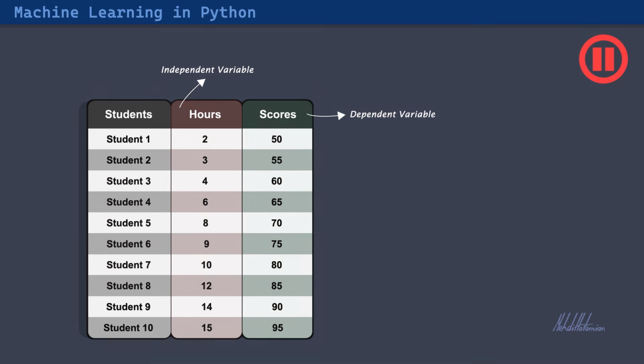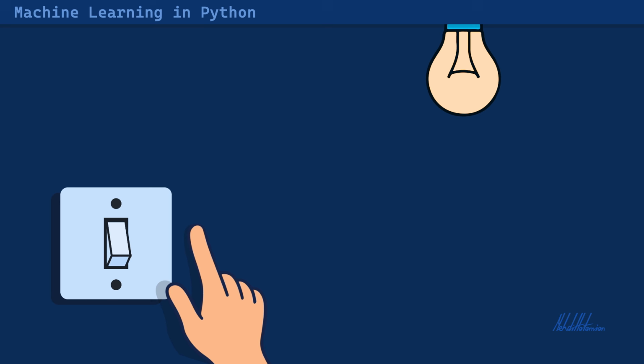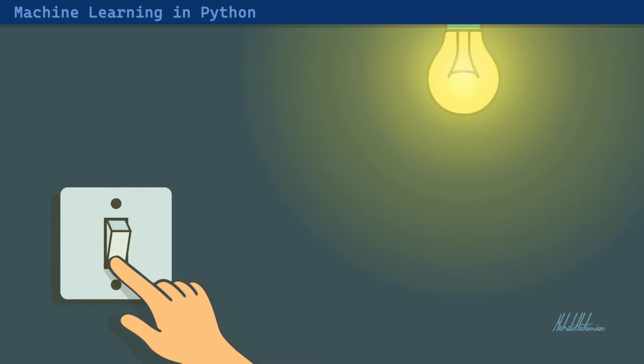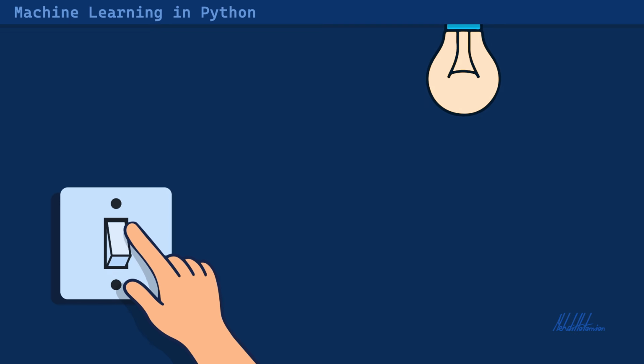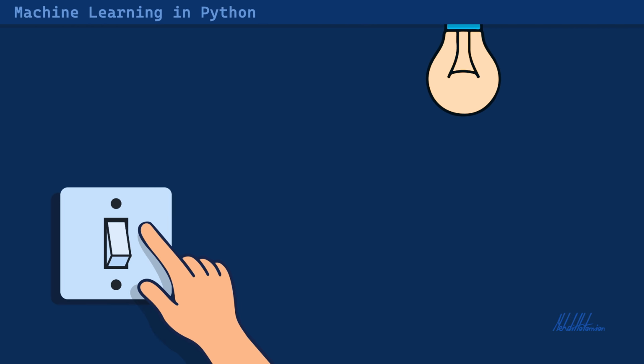Let's pause for a quick explanation. Imagine a light bulb and a switch. The switch is the independent variable. We can turn it off or turn it on. The light bulb is the dependent variable. It depends on the switch. If we flip the switch, the light changes, but the light doesn't control the switch. What happens to the light has no effect on the switch itself.